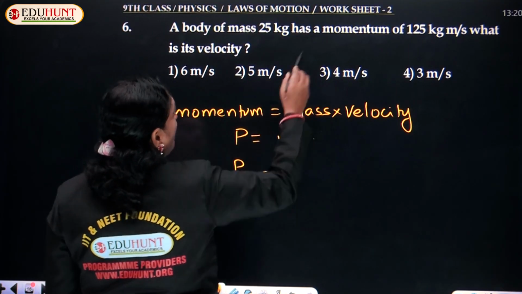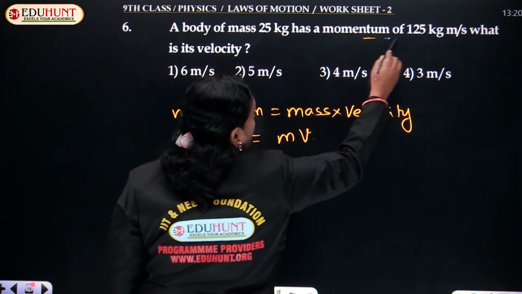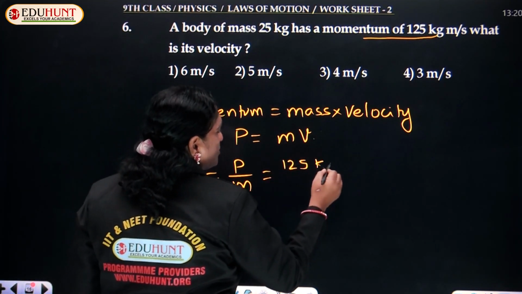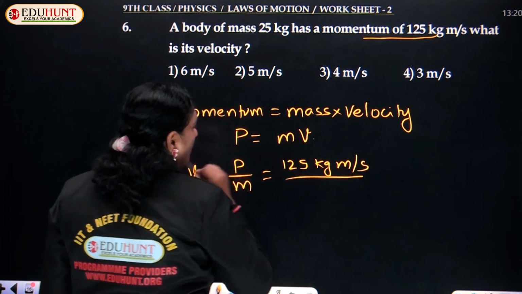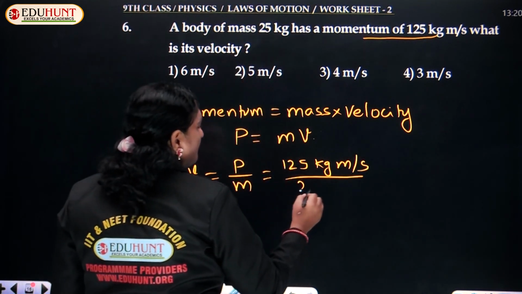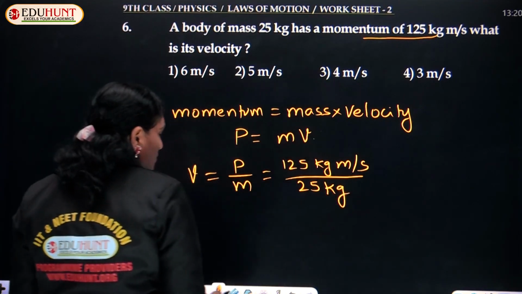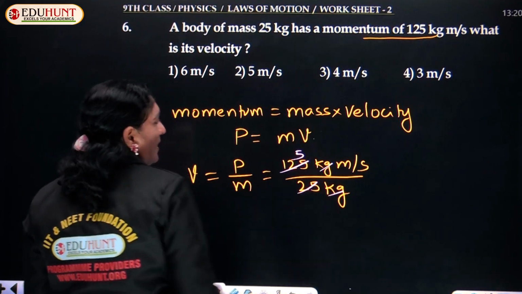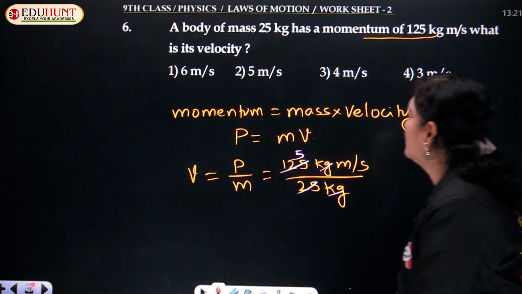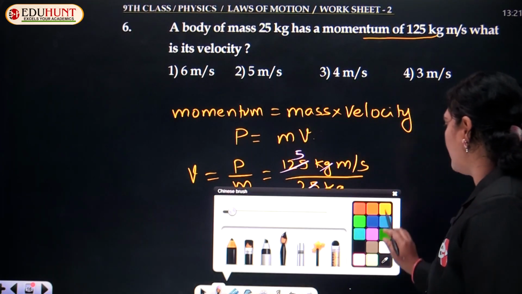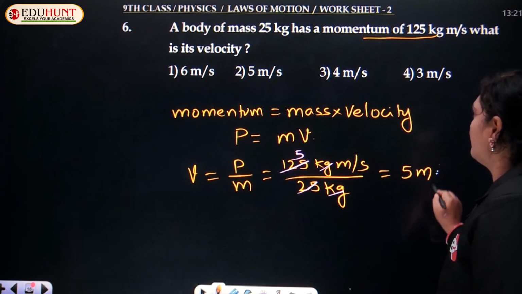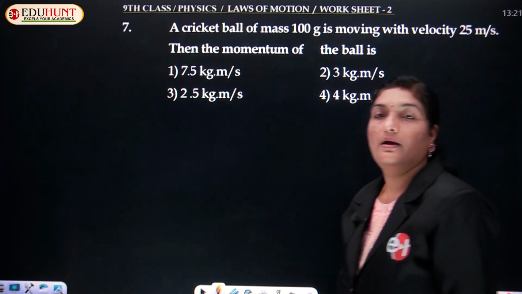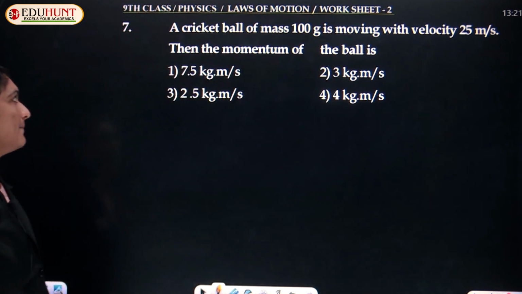Substituting the value of momentum, how much is the momentum given? Momentum is given as 125 kg meter per second whole upon mass. Mass of the body is given as 25 kg. So solving this further, we have 25 goes 5 times. Hence, the velocity of the body is given as how much, children? It is 5 meter per second. So option 2 must be true. Hope you understood this. So let us move to the next question, that is question number 7.